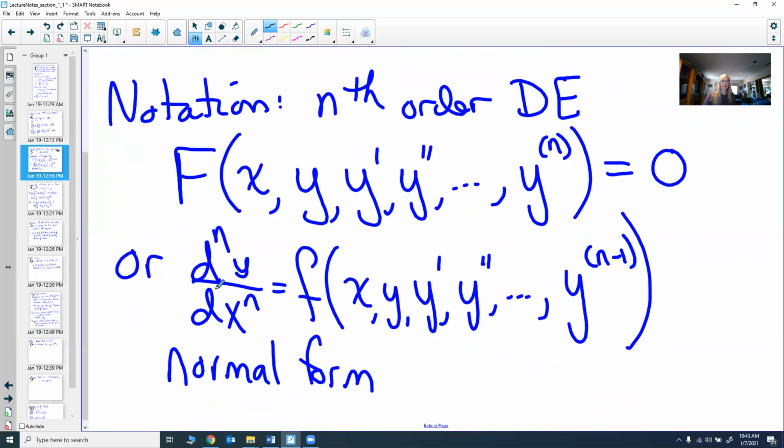Another way you can also think of it is you could say that your nth derivative of y with respect to x is equal to a different function of x, y, y prime, y double prime, all the way to the (n minus 1)th derivative of y. This is what we know as the normal form.